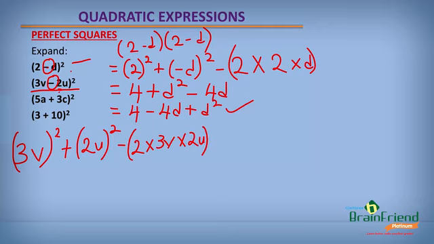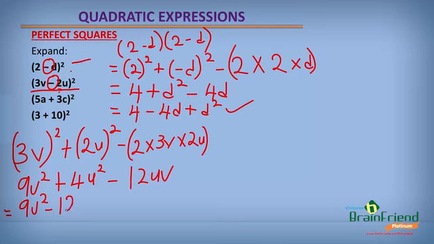3v times 3v will give us 9v squared, plus 2u squared is equal to 4u squared, minus 2 times 3v times 2u is 12uv. So then we can rearrange this to be equal to 9v squared minus 12uv plus 4u squared. And this is the answer for the second expansion.